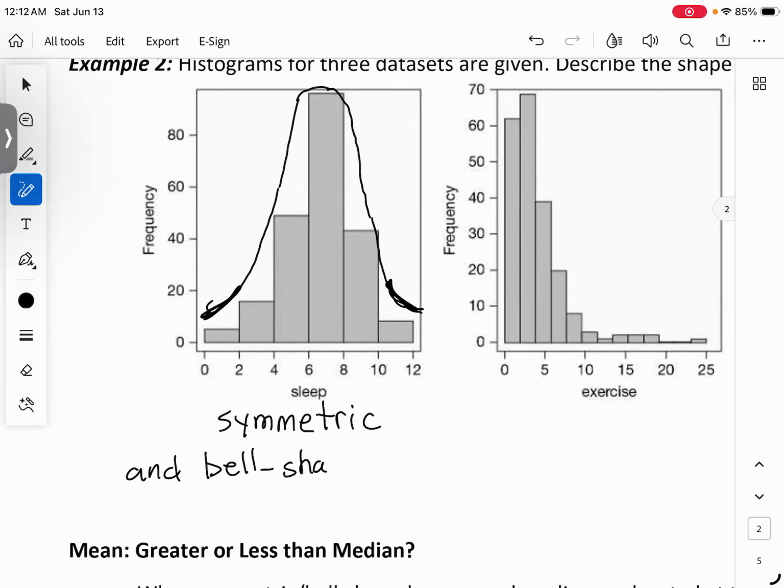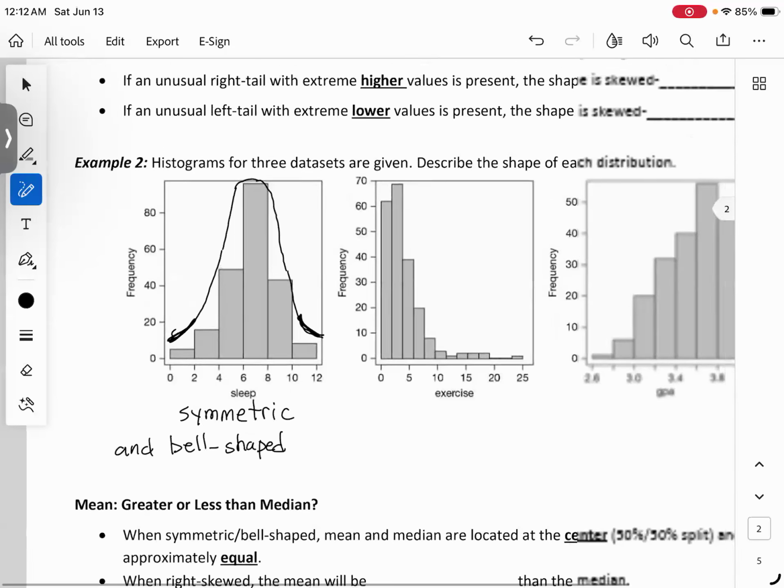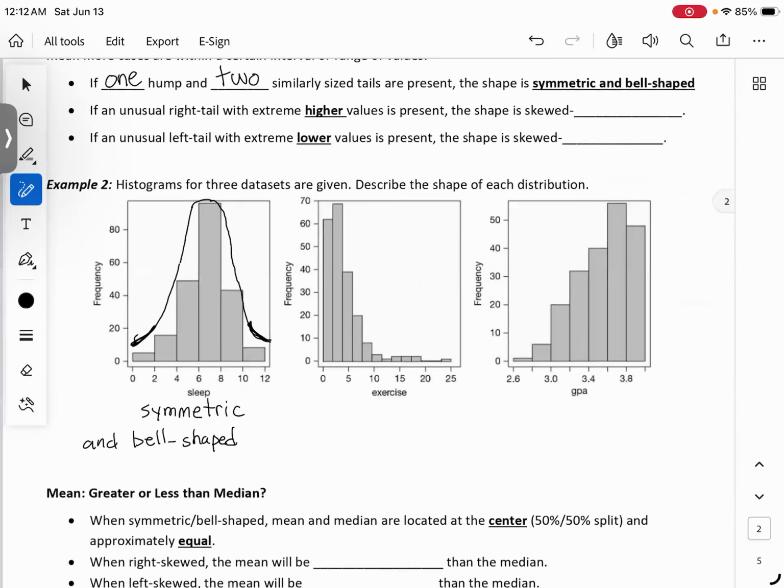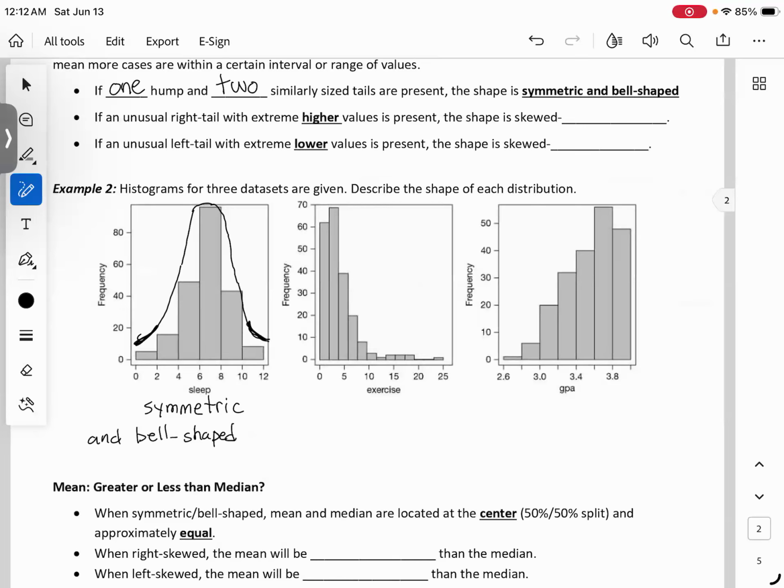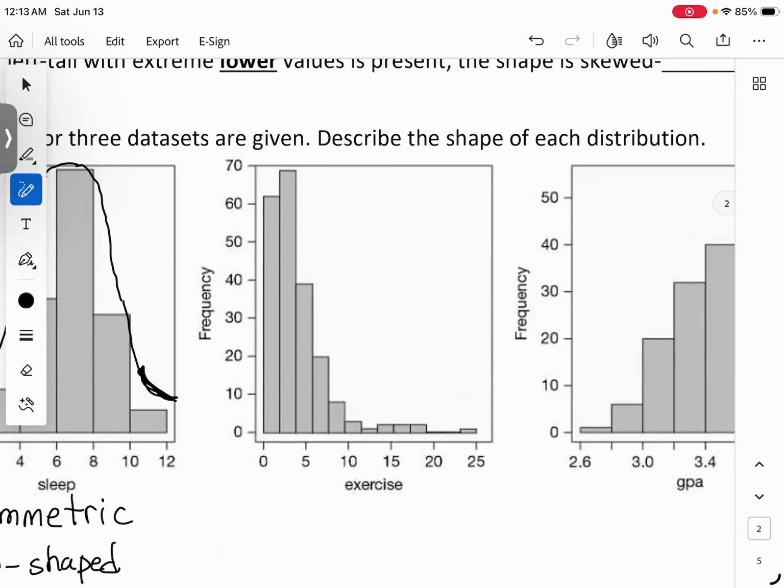In a little bit, I'll show you that there are some graphs that are symmetric or symmetrical, but they're not bell shaped. But this is one of those bell shaped graphs. The other two that we've got left here, one of them has a left tail, one of them has a right tail. Let's start with this one.